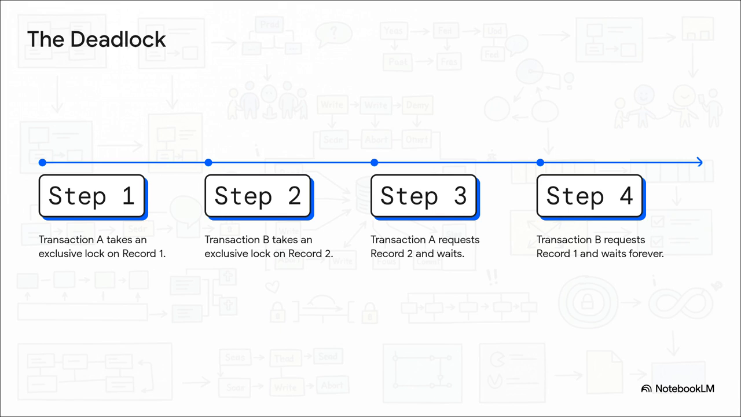But now, in step 3, transaction A realizes it needs to update record 2 to finish its job, so it requests a lock and waits. And in step 4, transaction B realizes it needs record 1, so it requests a lock and waits. Boom! We are now in a circular wait. Neither can proceed because the other holds the key.